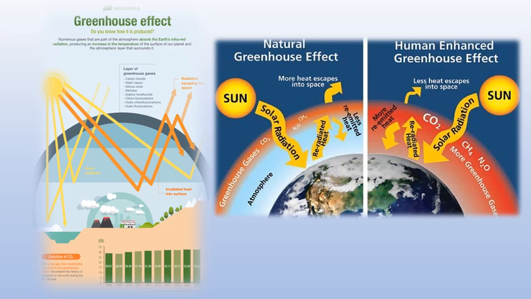And you can clearly see that in the natural greenhouse effect, more heat escapes back into space, while in the human enhanced greenhouse effect, less heat escapes into space because these harmful gases are trapping the heat and not allowing it to go out. So it will obviously increase the surface temperature because the heat gets reflected back and forth within the troposphere. It increases the surface temperature of the earth, thereby causing global warming.